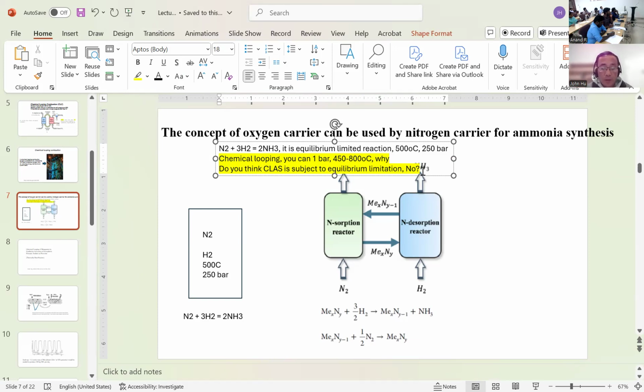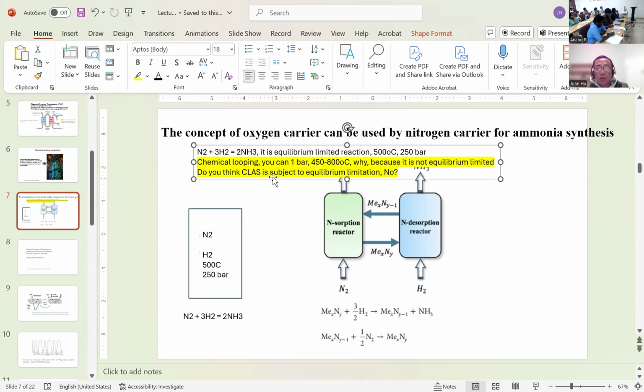When you answer no, you can answer the question on the chemical looping: you can do 1 bar, because if it's not equilibrium limited, you can do low pressure. Only when you are equilibrium limited, you need to increase pressure.